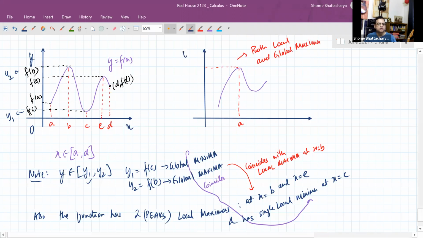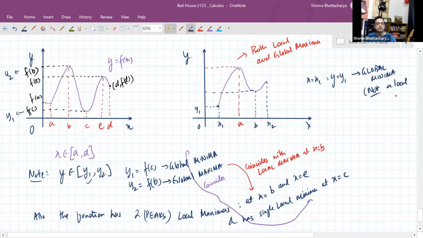Okay. But at this point, let's say x1, we are having global minima only. And at this one, we are having local minima only. And again, at this point, we are having neither local maxima nor global maxima. It's not a significant point in that sense. So we can see that now x equal to x1, y equal to y1 is the global minima, and it is not a local minima.